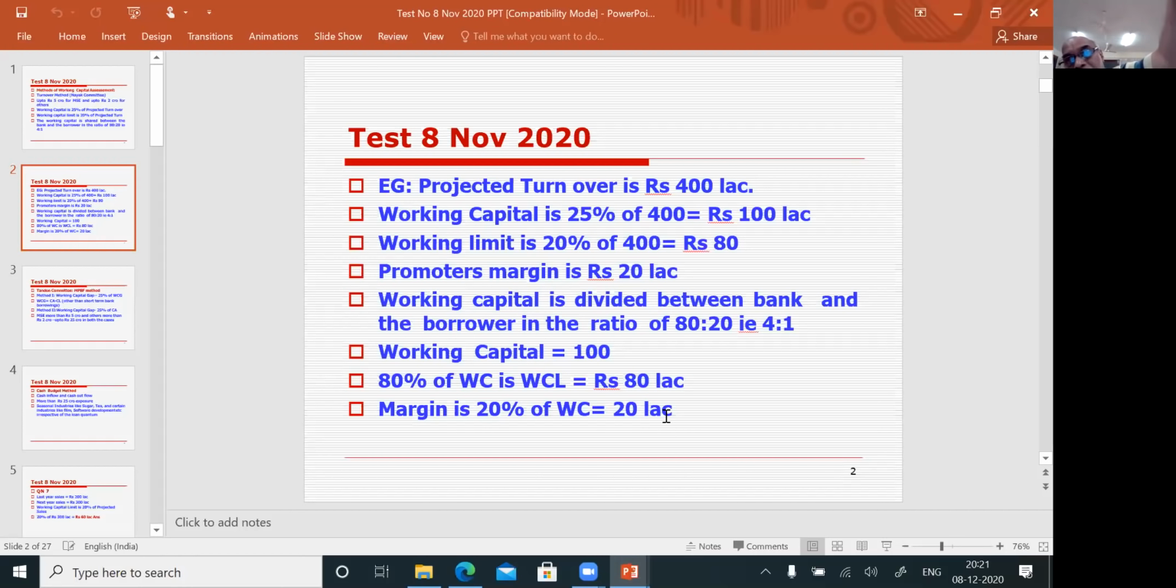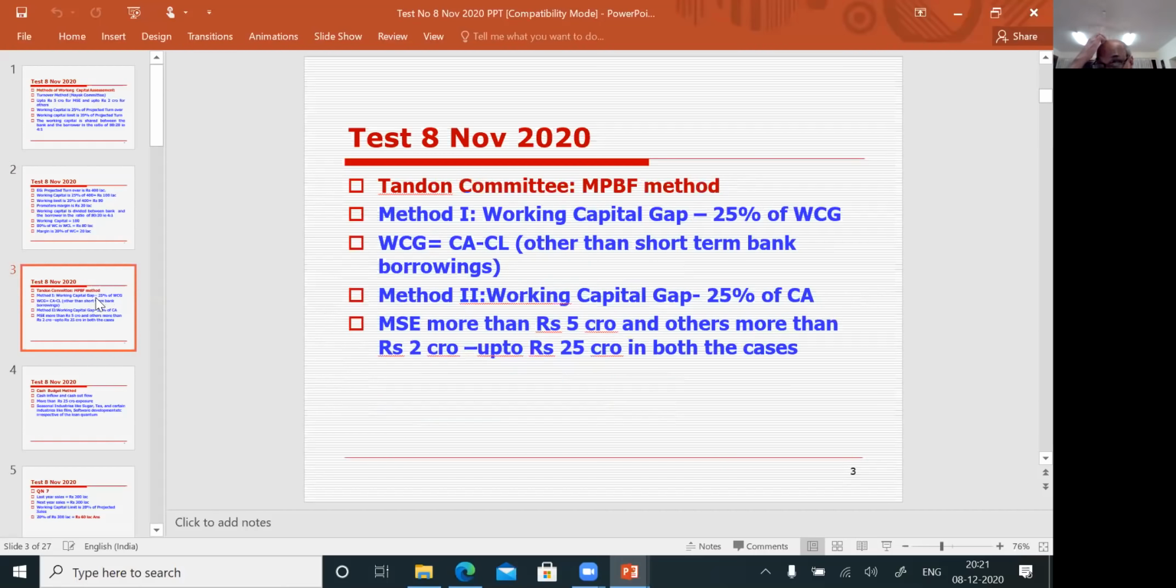So if they give the turnover, you have to work out 25% and 20%. If they give the working capital, then you have to work out the ratio 80:20. That is why I have clarified this to you to this level. Okay, you should not miss out anything. So this is how we are going to calculate the working capital limit as far as the turnover method or Nayak committee method is concerned.